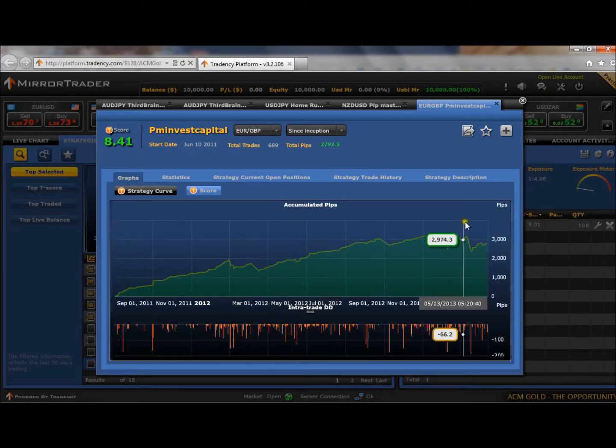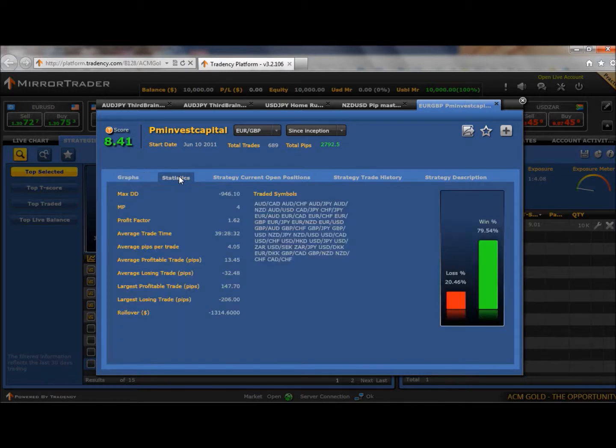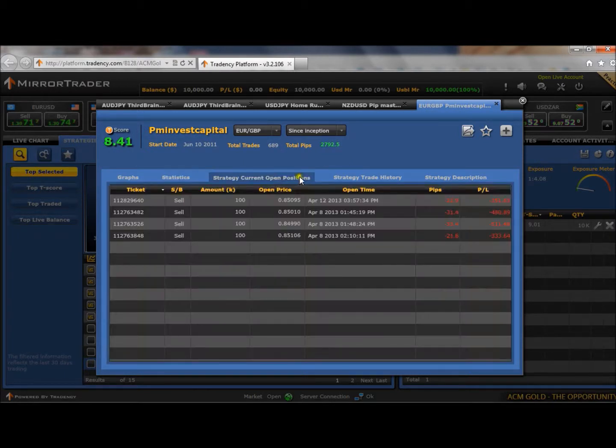And here you can see this guy's much better. He has had a few losing trades recently, but overall his graph looks better than the other guys. So here we can go through his stats again, just to show you. Average trade time 39 hours, so much less than the previous guy. And you'll see he has a higher win ratio, but again that doesn't mean much. Open positions, you can see he's got a few open positions. This doesn't mean you'll copy these trades. The trades will only be copied once new trades get opened.